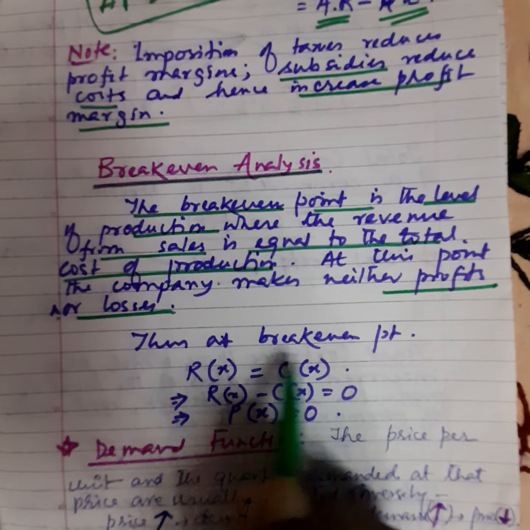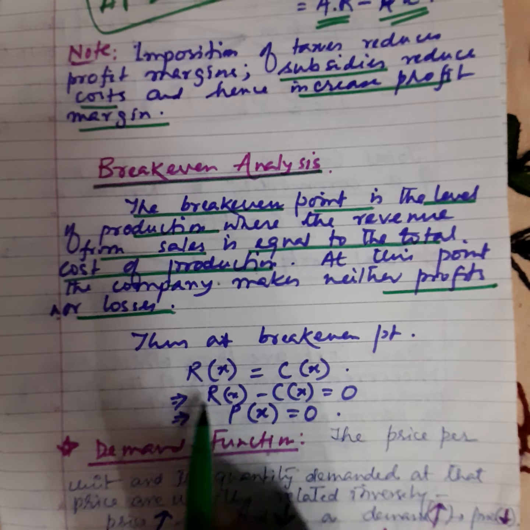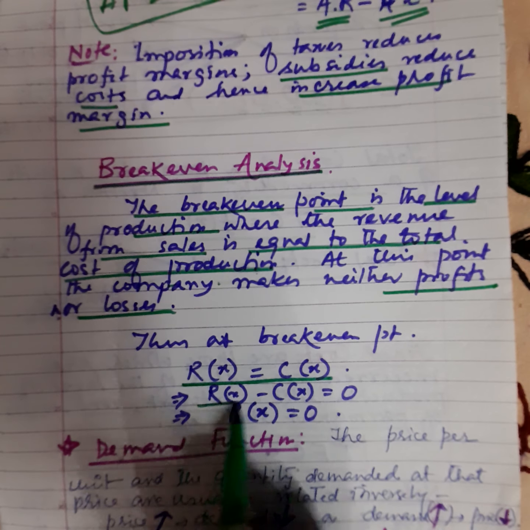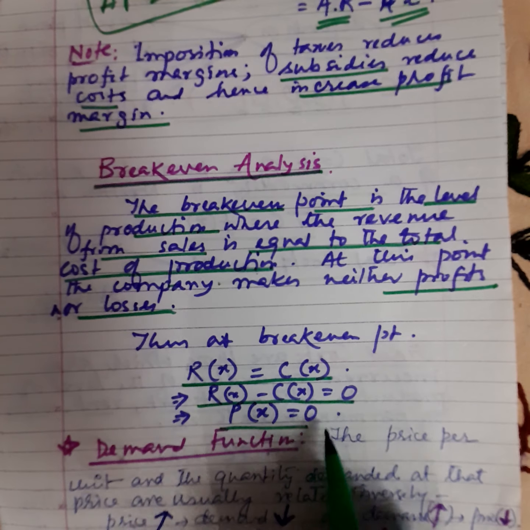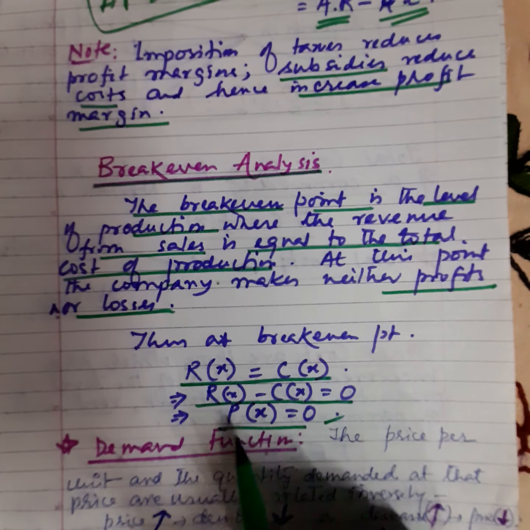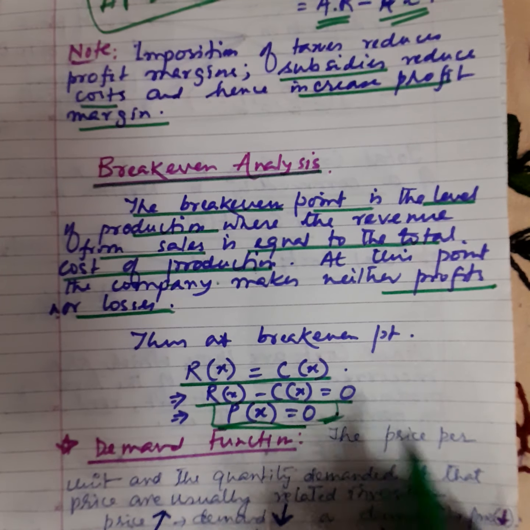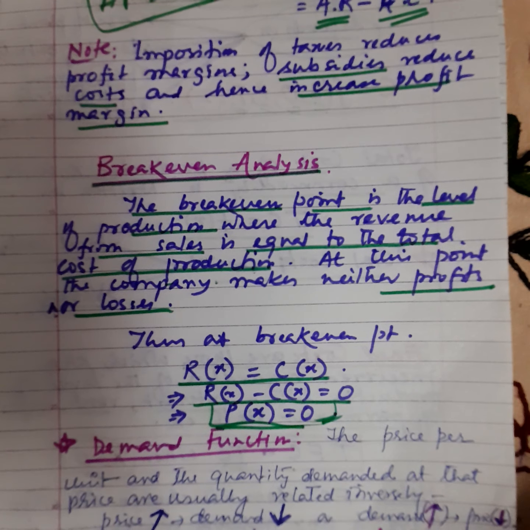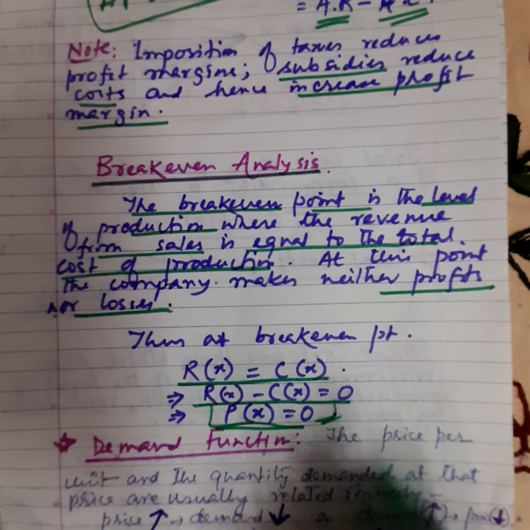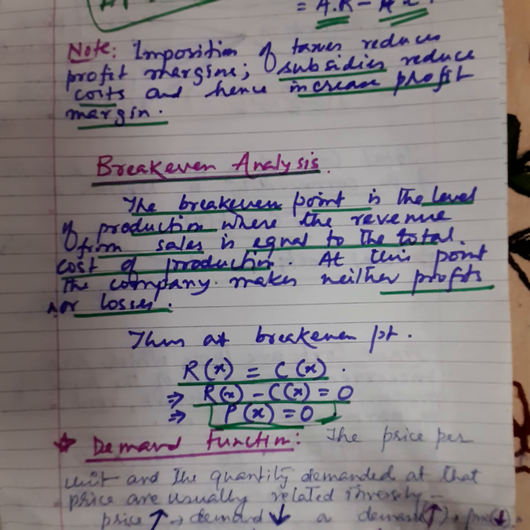Thus at a break-even point, Rx is equal to Cx, and Rx minus Cx is equal to 0, so the profit Px is 0. So this is the equation. From this equation you can find the break-even point. The break-even point may not be a single point; sometimes there is more than one, or two points. If we get a quadratic equation as a function, then according to that we will get the break-even points.